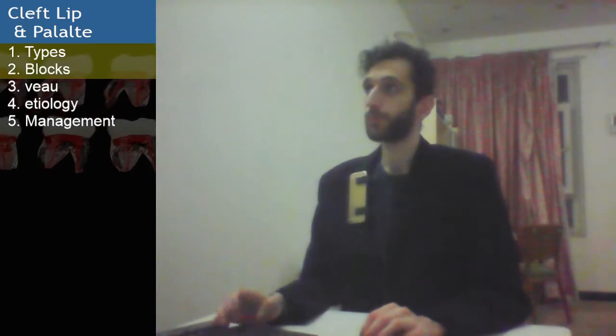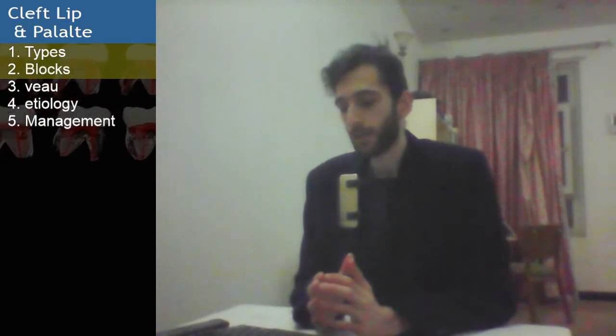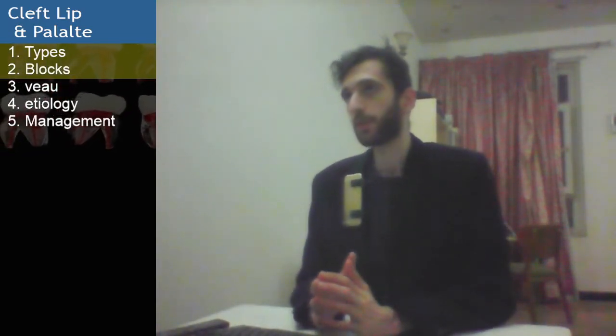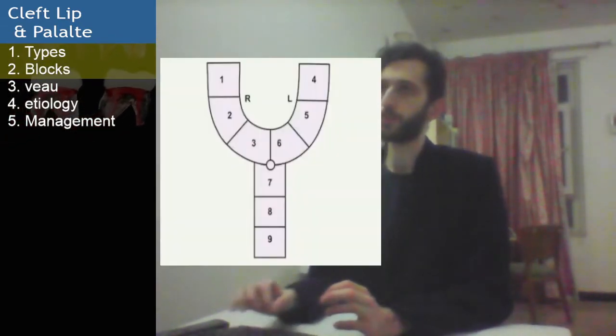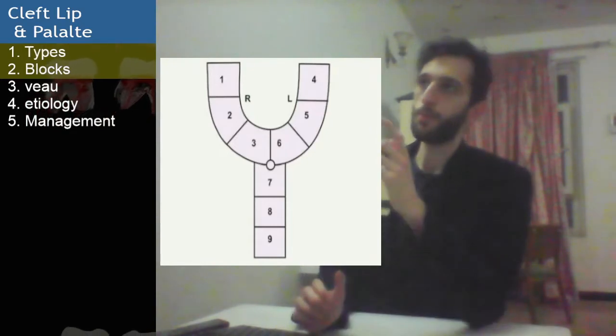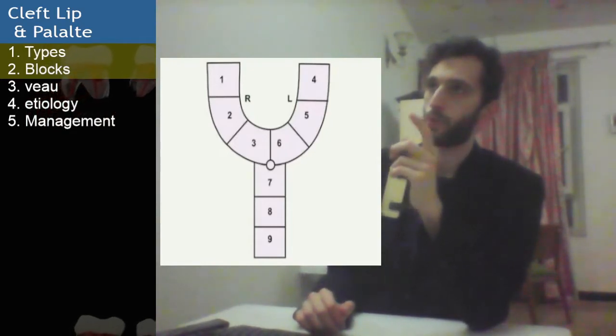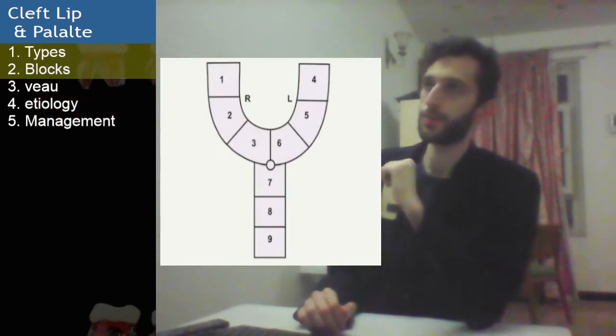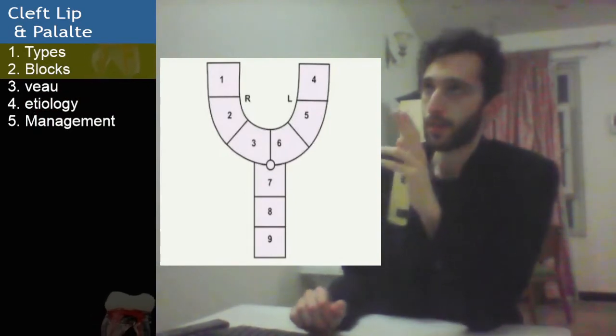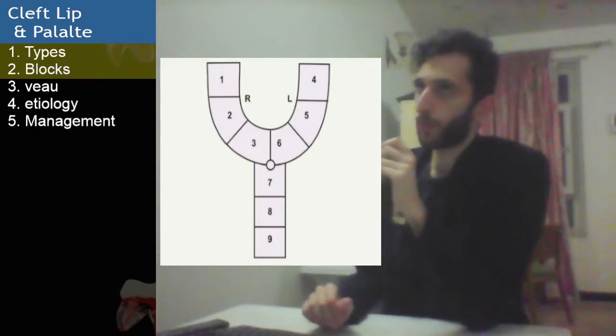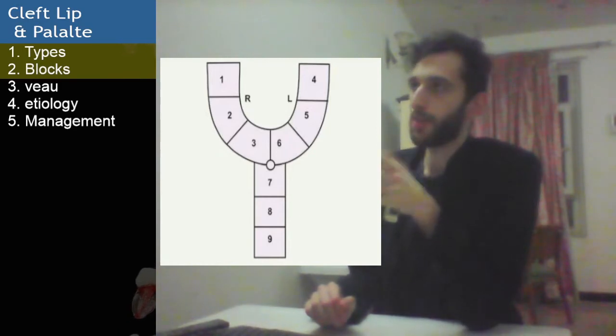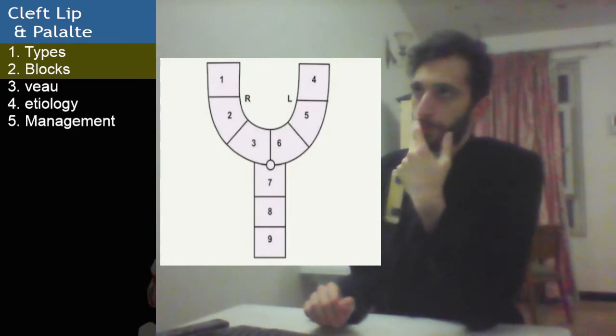Next, this type of disease is classified into blocks. As you can see in this picture, there are blocks 1, 2, 3, 4, 5, 6, 7, 8, and 9. Starting with blocks 1 and 4, that means it only involves the lips.